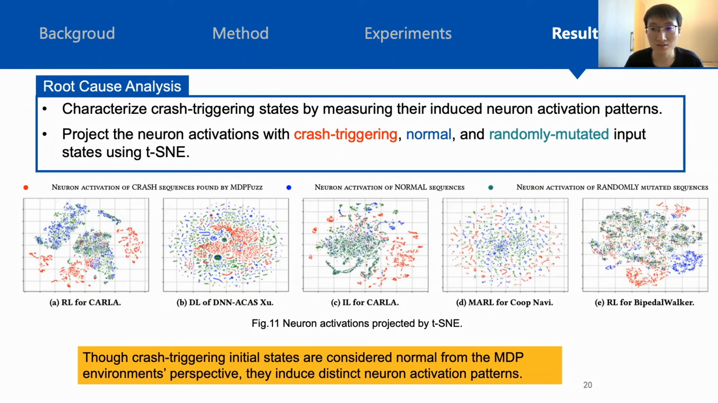With the found cross-triggering state sequences, we analyze the root cause of the crashes. We plot the patterns of the neural activations by a widely adopted projection technique, t-SNE. The neural activations of cross-triggering state sequences found by MDPFuzz have a clear boundary with normal and randomly mutated sequences. The results indicate that the cross-triggering states can trigger the model's abnormal internal logic. And we conclude that although the cross-triggering initial states are considered normal from the MDP environment's perspective, they induce distinct neural activation patterns.